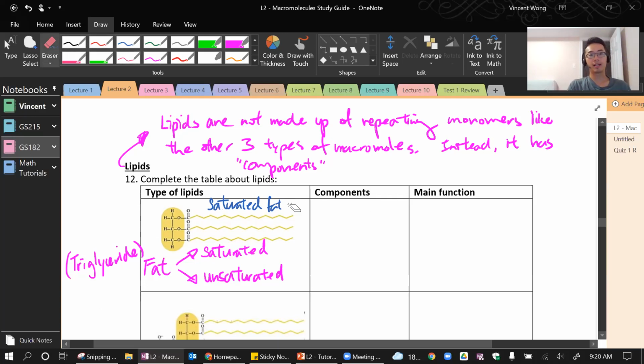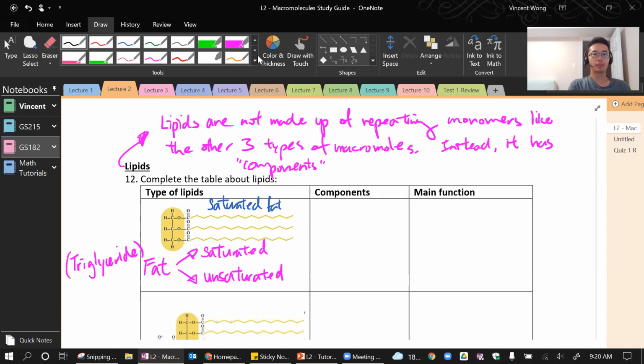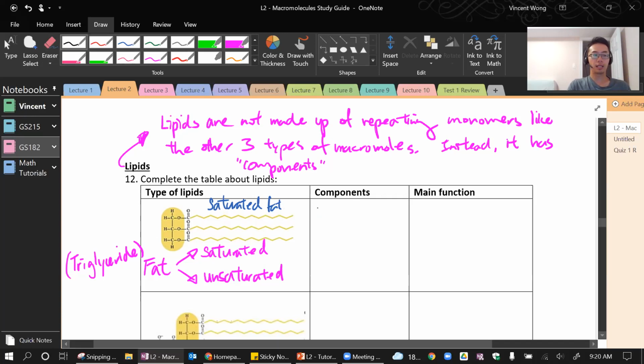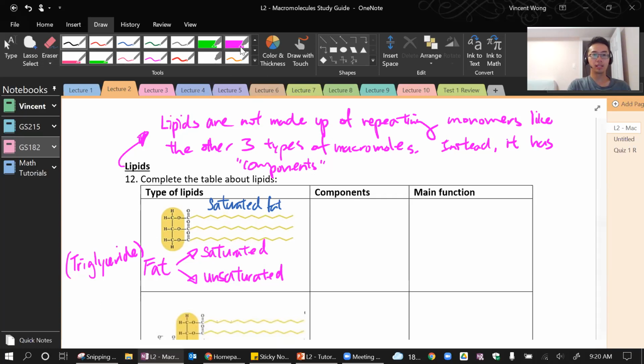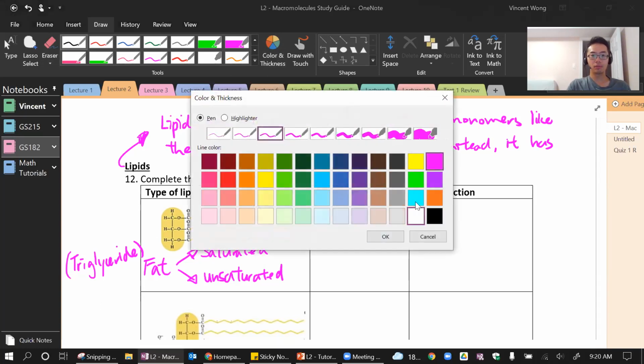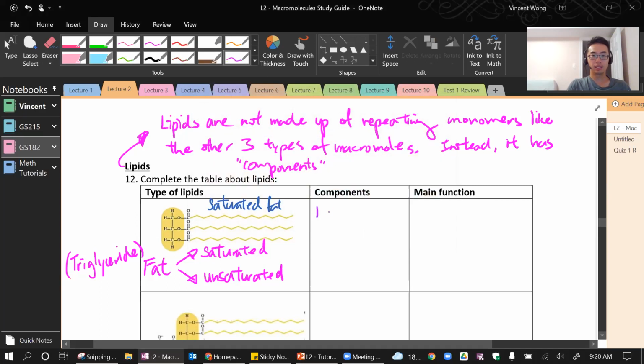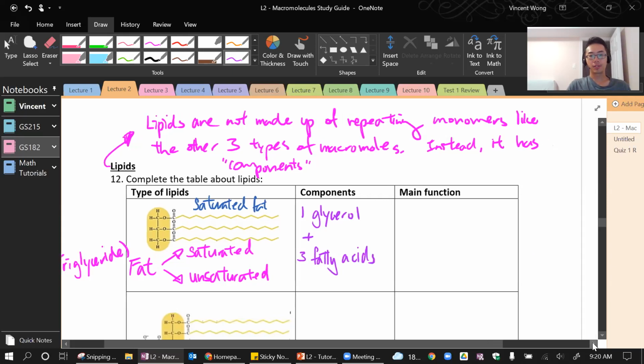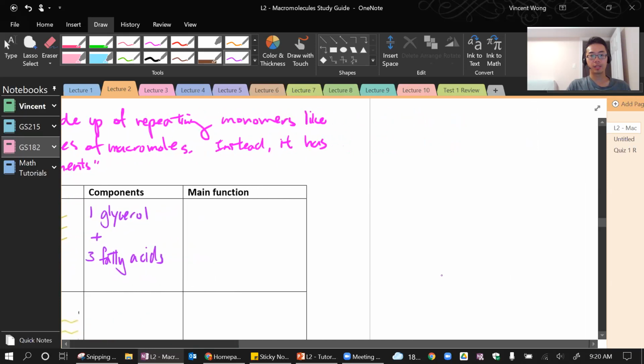So how do we make a fat molecule? Well, you're going to need two things. You're going to need one glycerol plus 3 fatty acids. Okay, so just a little extension for anybody who cares. Glycerol looks like this.